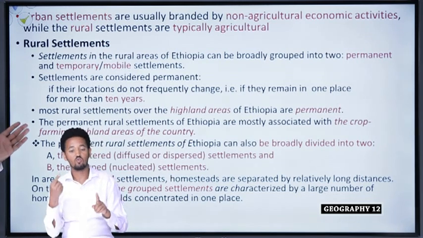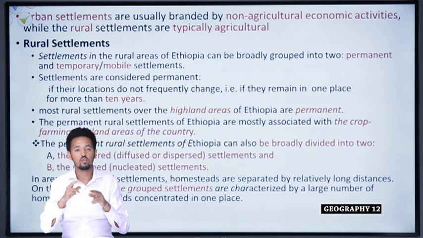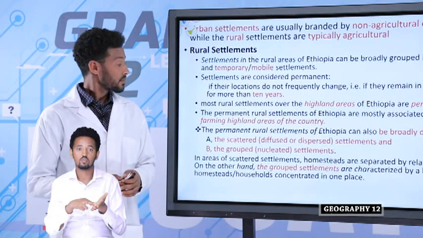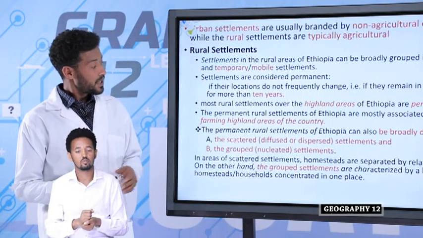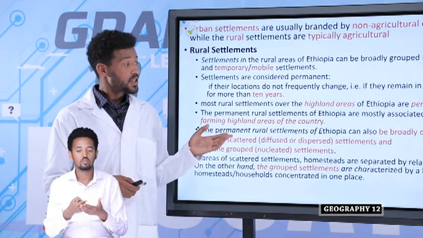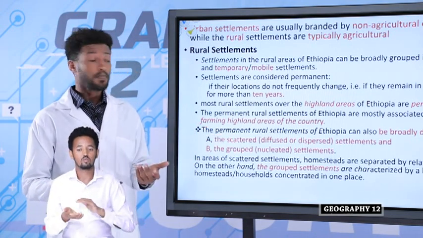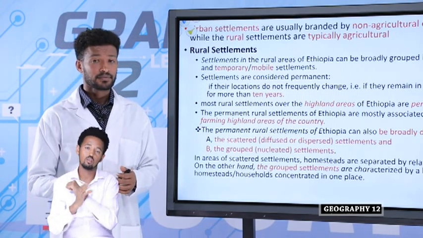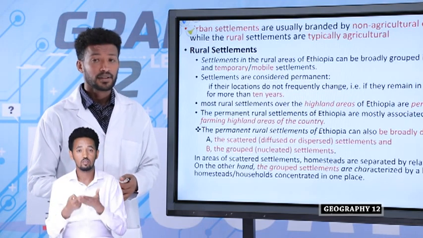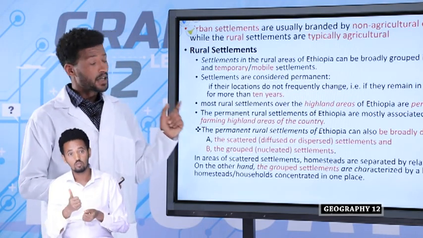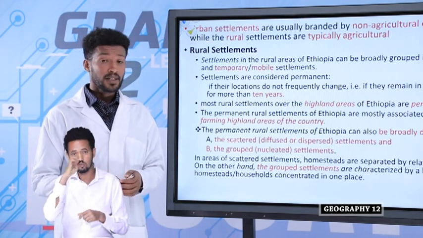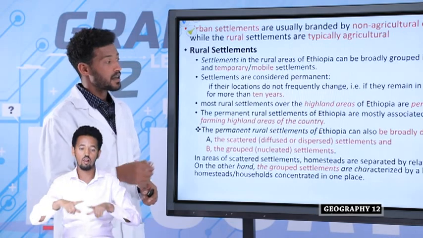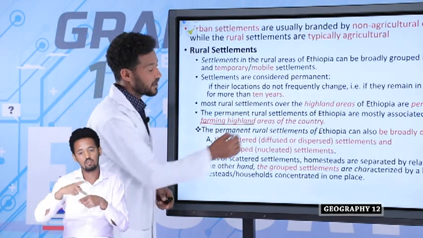Therefore, most of the rural settlements over the highland parts of Ethiopia are called permanent rural settlements. The permanent rural settlements of Ethiopia are mostly associated with the crop farming highlands of the country. This means, as you know, the highland part of Ethiopia is known for a suitable climate. Therefore, the highlanders practice farming as their economic activity.